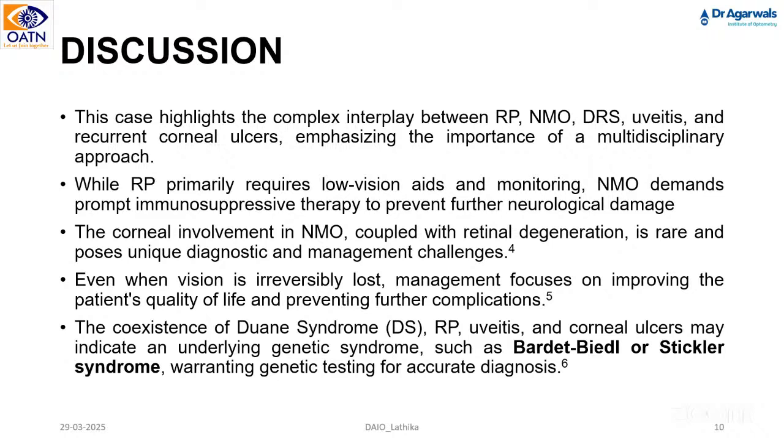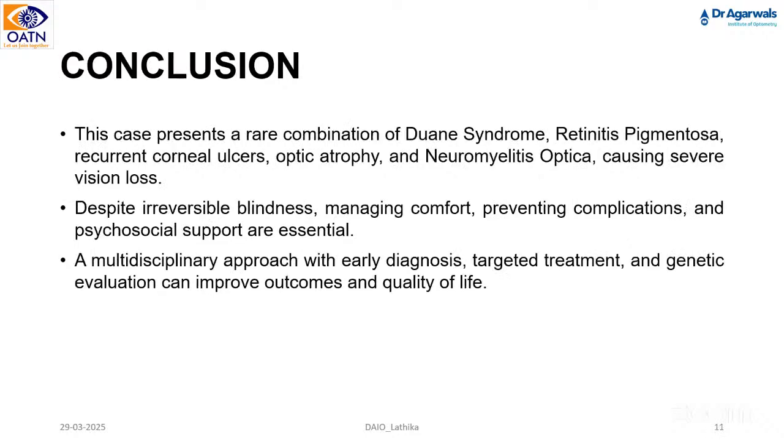The coexistence of Duane syndrome, RP, uveitis, and corneal ulcers may indicate an underlying genetic syndrome such as Bardet-Biedl syndrome or Stickler syndrome, warranting genetic testing for accurate diagnosis.